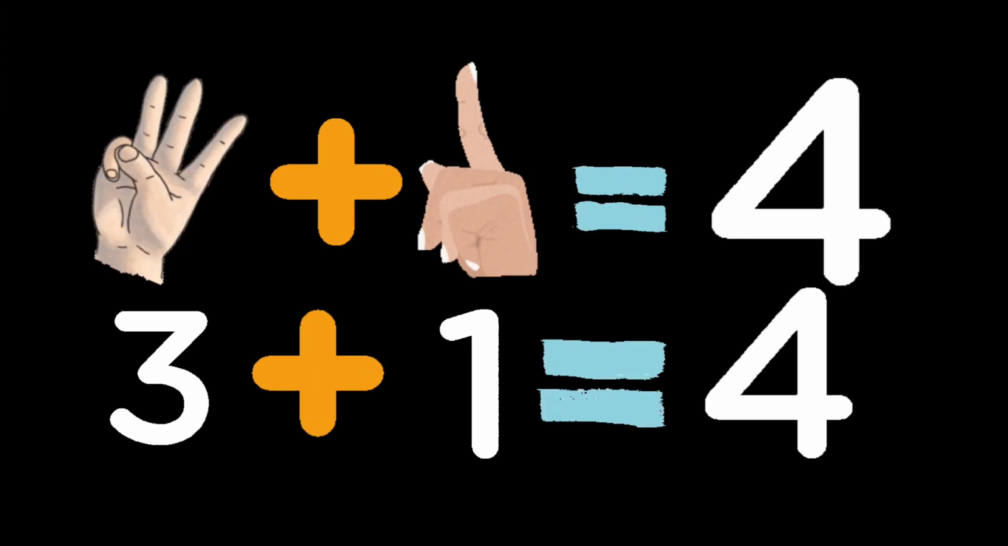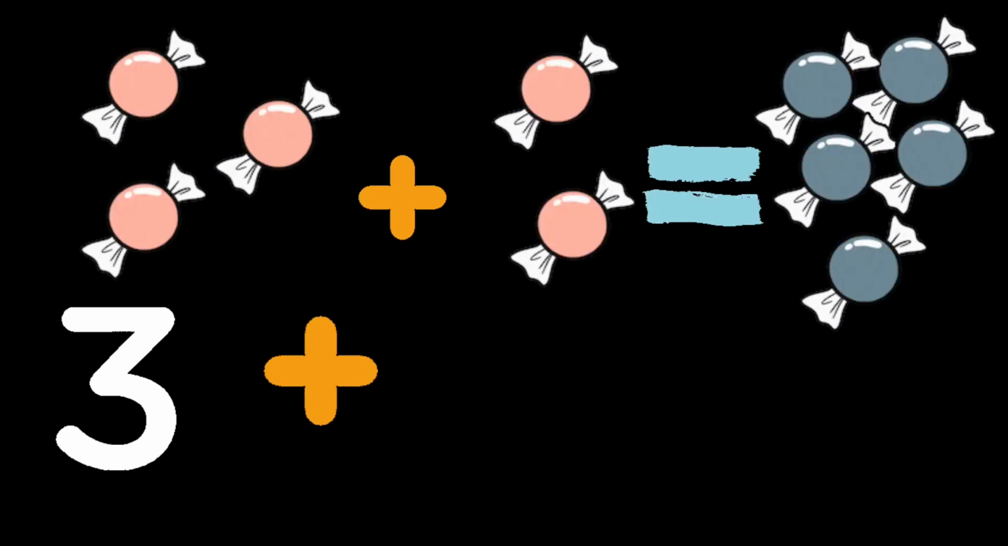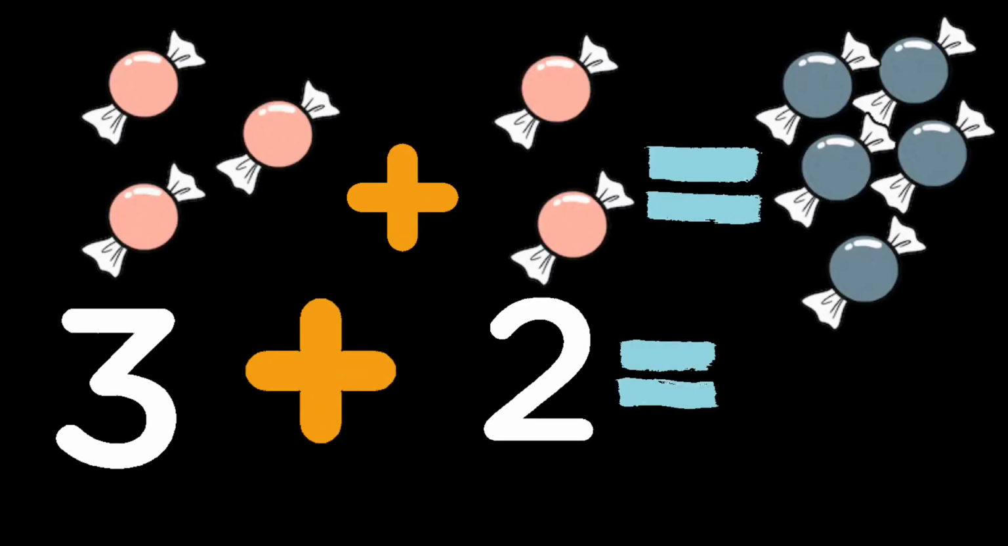Let's see our next example. Suppose you have 3 candies, and now I give you 2 more. Then how many candies do you have? Yes, 5 candies. So 3 plus 2 equals 5.